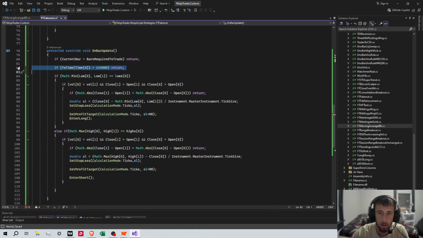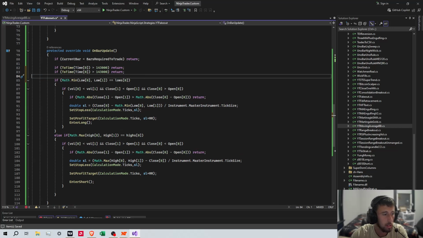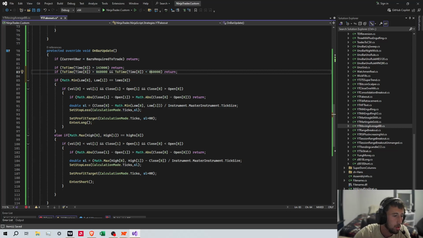Now we're also going to copy paste, if it's less than 6 a.m. and before, what's that, 8 a.m., do equal to 8 a.m., and we'll also return. Let that compile. Now we run it.